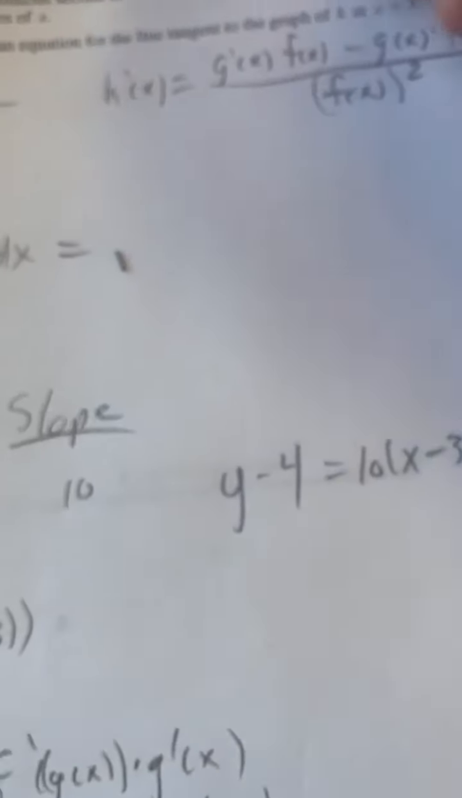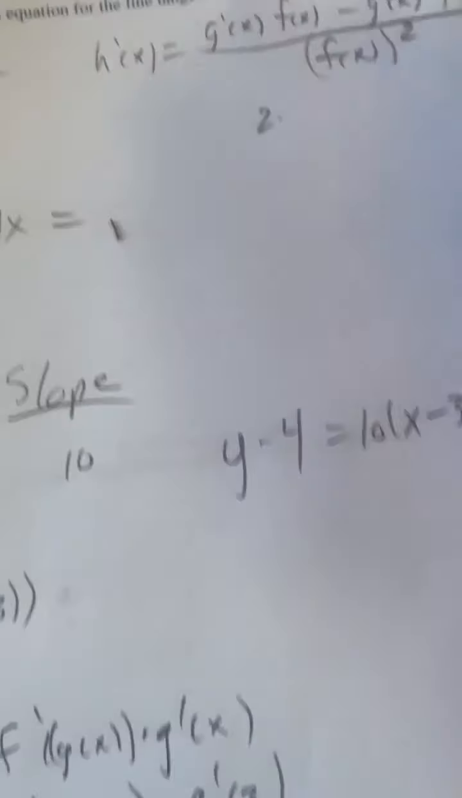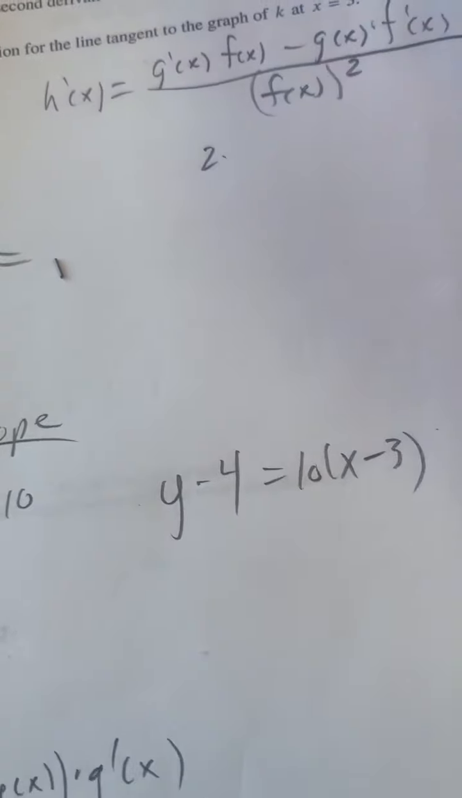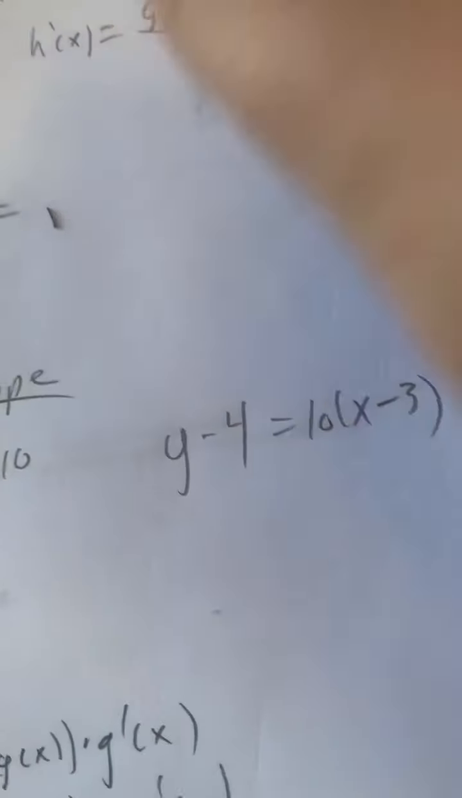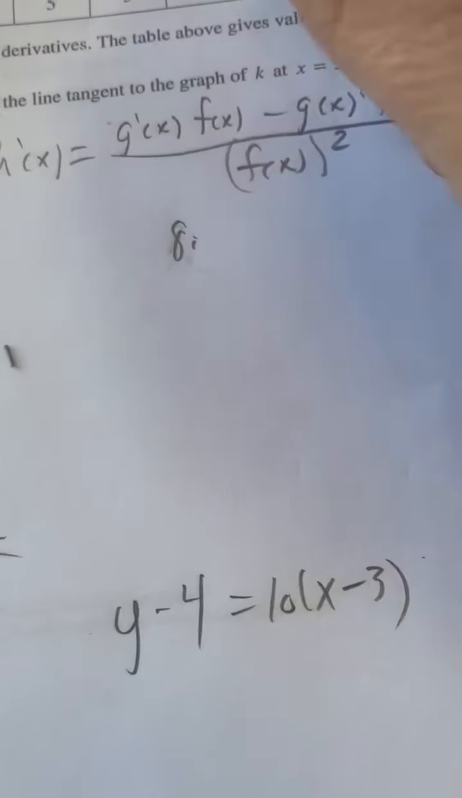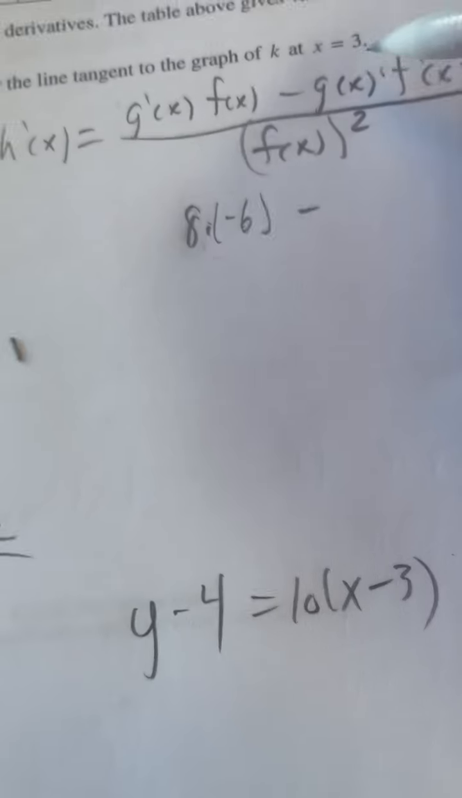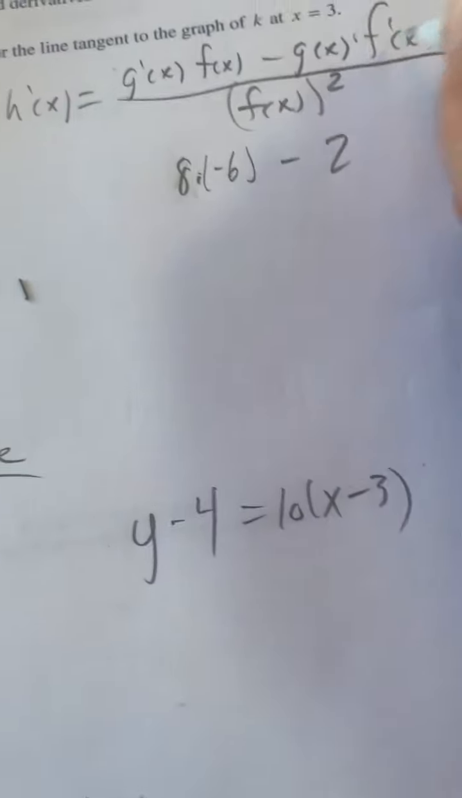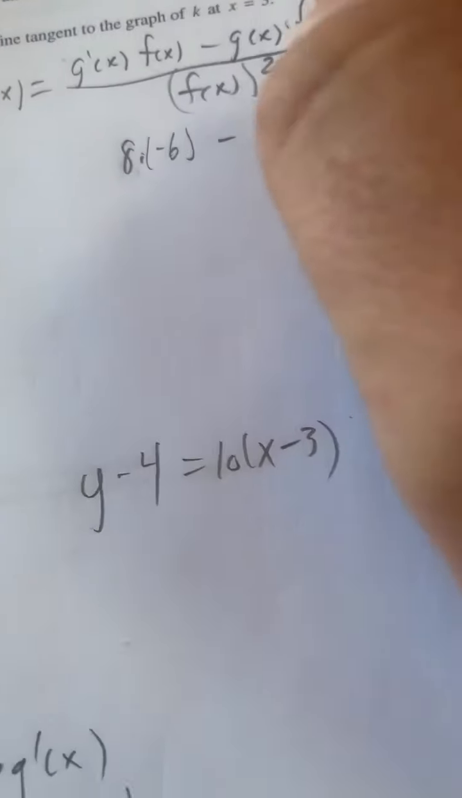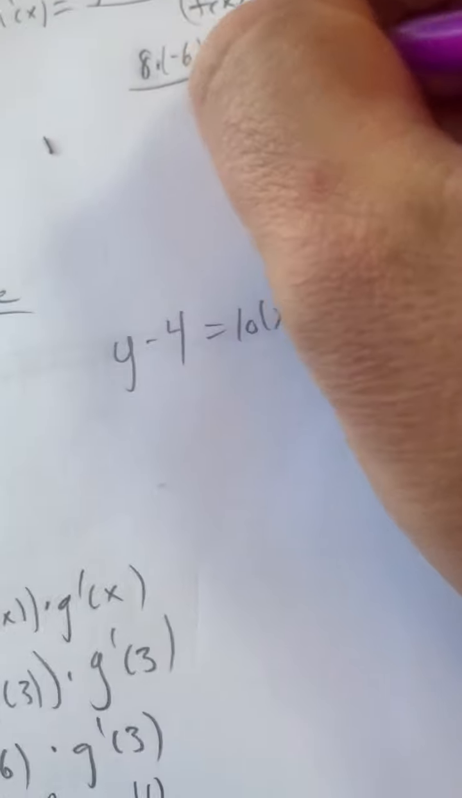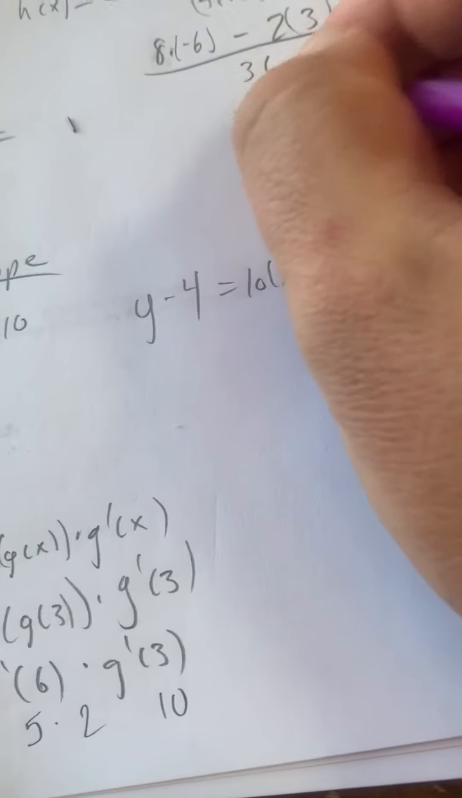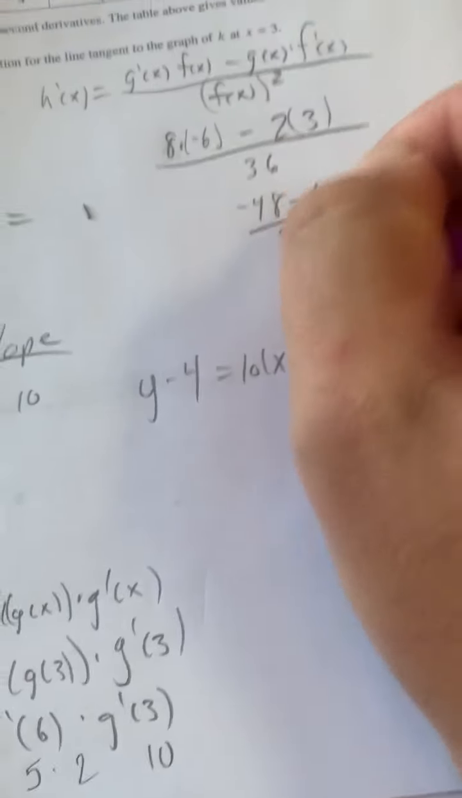So g prime of 3 is 2, f of 3, oh, sorry, we're doing 1, sorry. So g prime of 1 is 8. f of 1 is negative 6. g of 1 is 2. f prime of 1 is 3. All over f of 1, which we said was negative 6 squared, so 36. So we get negative 48 minus 6 over 36 gives me what?